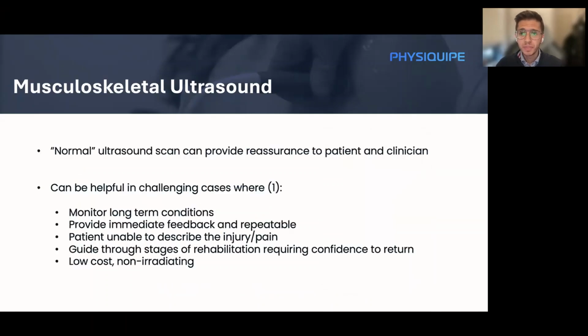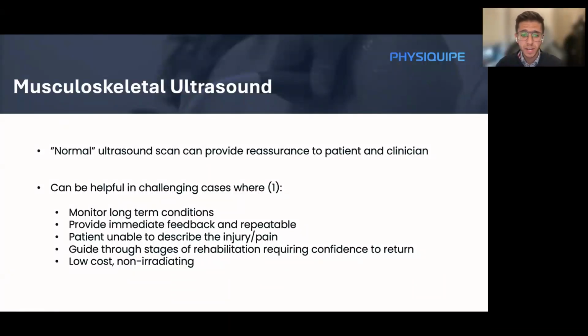And why is that? So firstly, people think, oh, a lot of the time ultrasound can be normal, and actually even that can be really useful. A normal ultrasound scan, quote unquote, often you will see something, but it can provide a lot of reassurance to both the patient and the clinician that we're on the right path here. But it can also really be helpful in those really tricky and challenging cases where sometimes you need to monitor long-term conditions. So they may come in to see you with an established diagnosis and you want to see how they're progressing with rehab or some of the interventions you're offering. It can provide immediate feedback. So you can tell the patient then and there a lot about their injury or condition, and it's repeatable. So especially in your hands, if you're experienced, you can scan them in the same way, exactly the same, as many times as you see them.